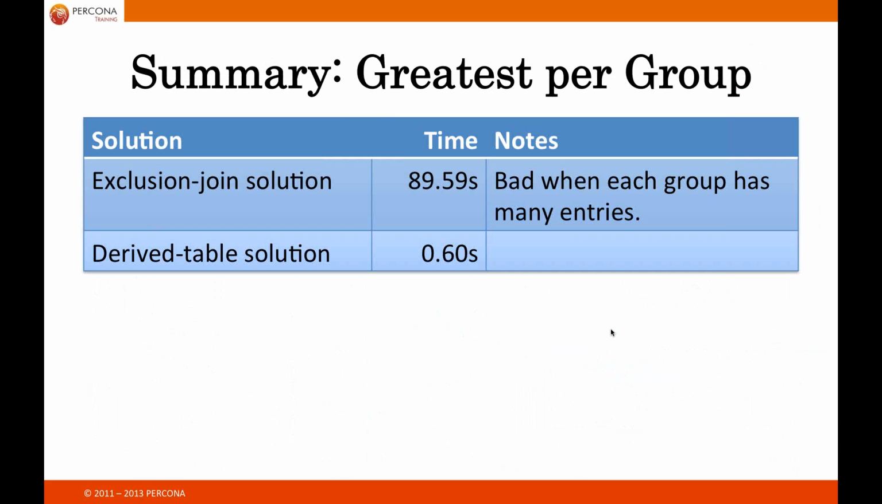So these are those two different solutions for the greatest per group. Again, test both of them, because your mileage may vary for your particular data set.